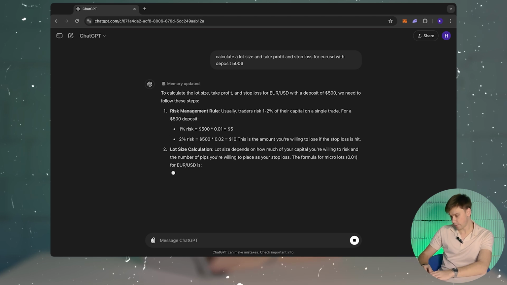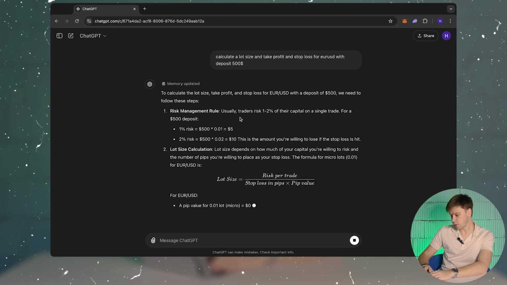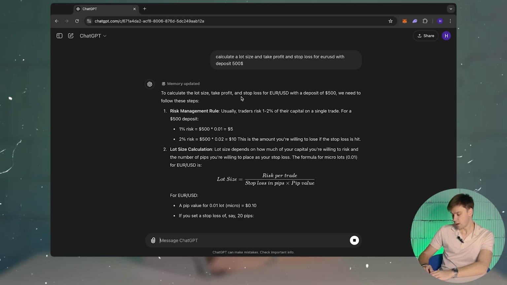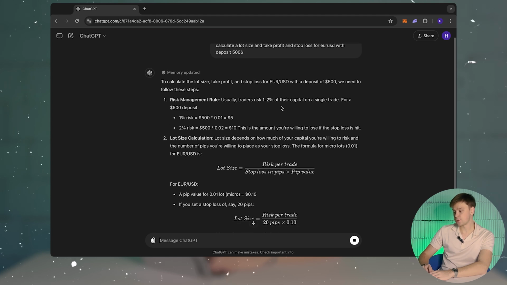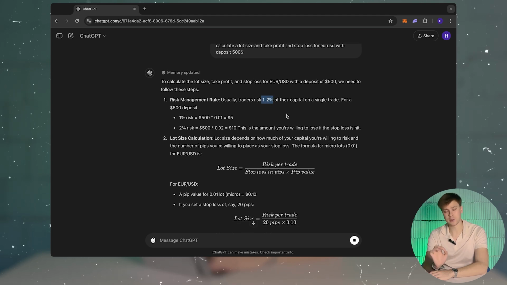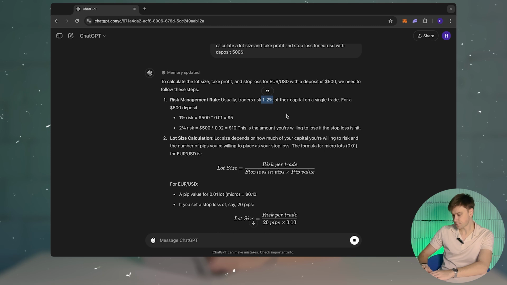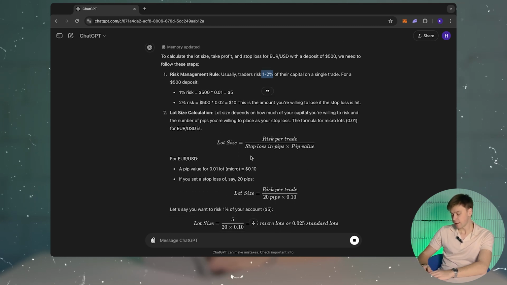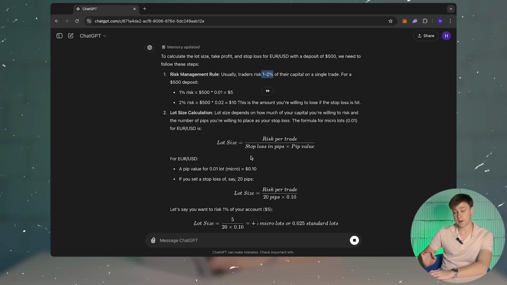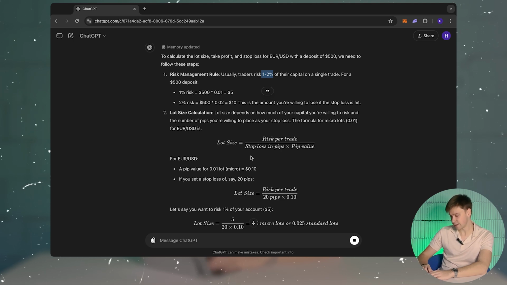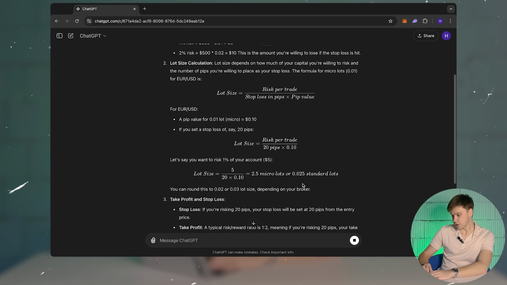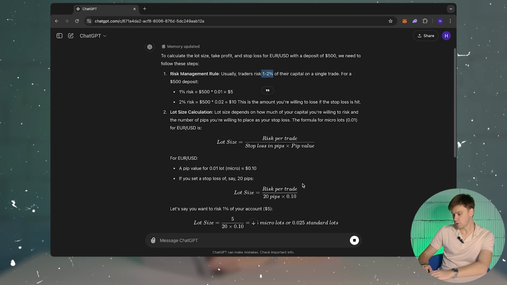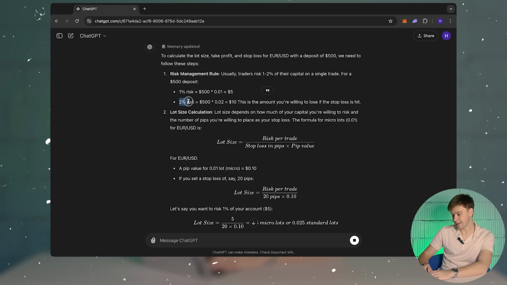So what do we have here? To calculate the lot size, it suggests 1-2% risk from a total deposit, which is correct. Be careful with the numbers. Always double check the numbers and calculations that are made by ChatGPT because sometimes they are not very precise. So we will use 2% risk, which is $10 per one trade.